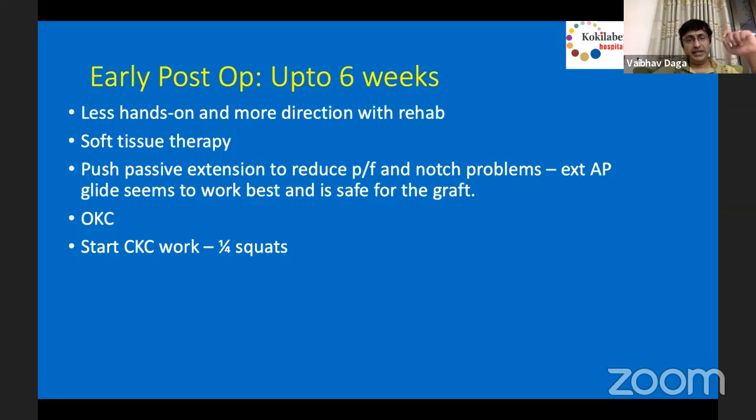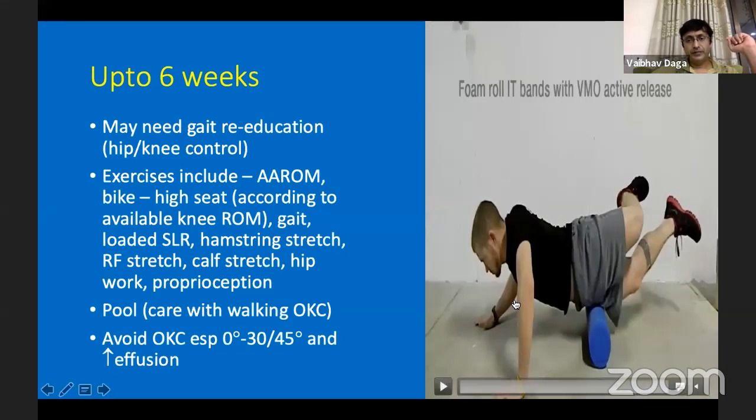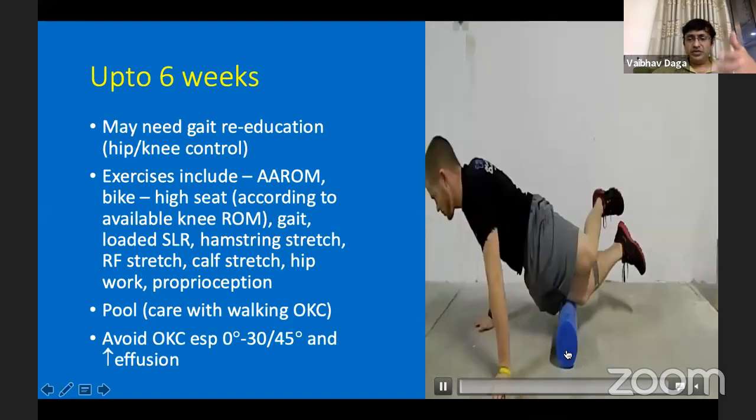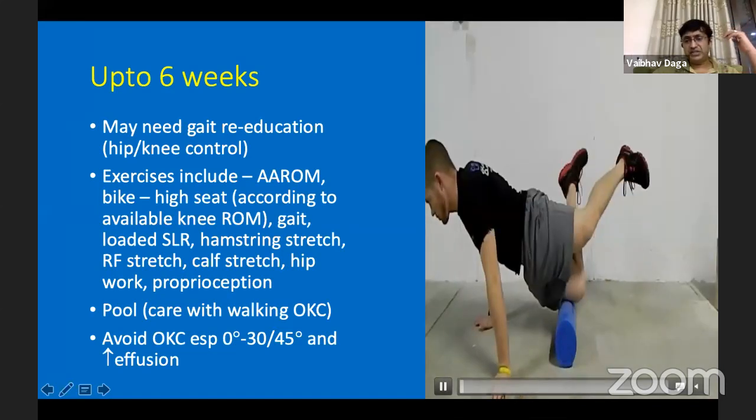Open chain kinematic exercises could be introduced in this time. Definitely start with closed chain kinematics like quarter squats. Okay, these are the various ways you can use soft tissue therapy for the quadriceps.